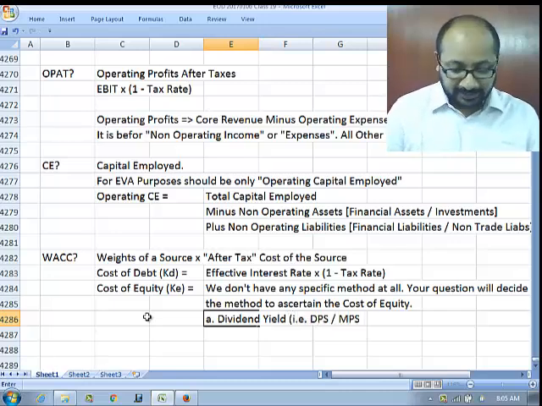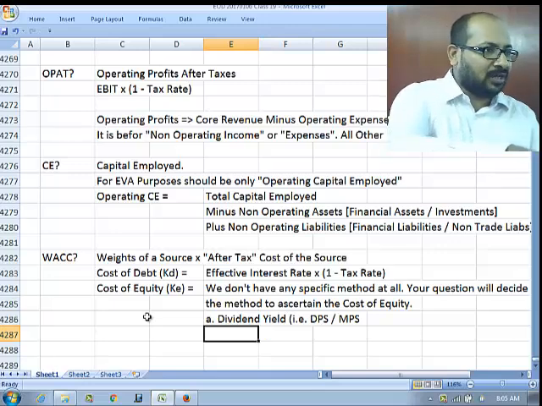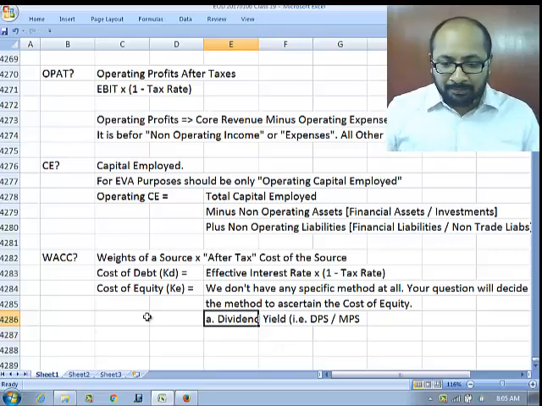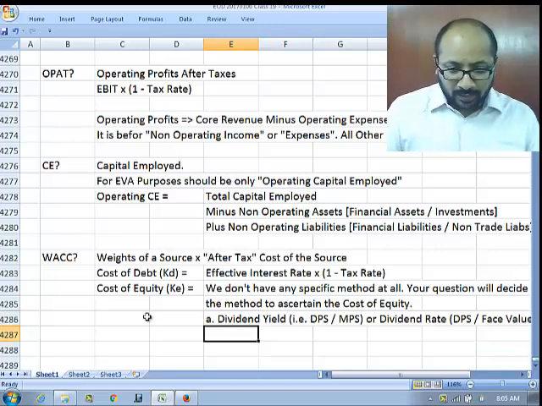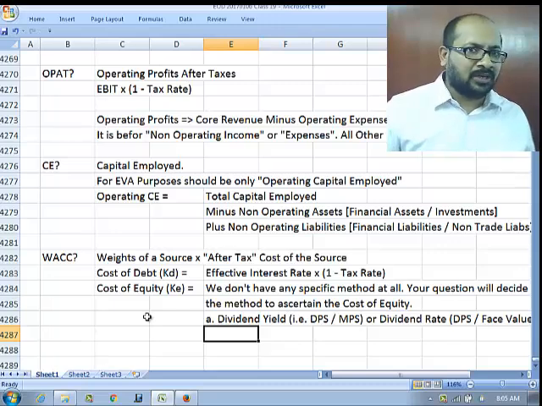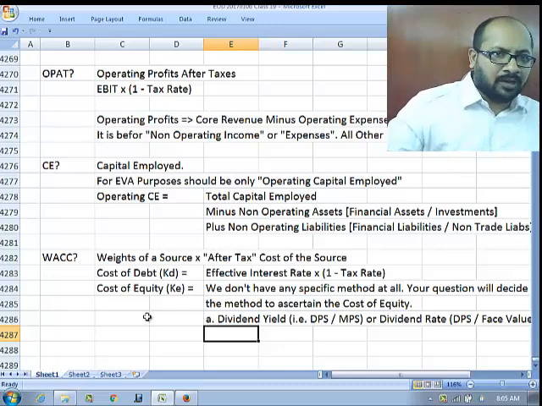DPS by market price per share. Dividend rate is DPS by face value per share. The focus is always on dividend yield. This is one popular model, but some people do end up using dividend rate, which is nothing but DPS by face value. Sometimes your questions are based on that one. And the concept is only about dividend yield. Try to recollect from your IPCC financial management or final level also. You will always use the term only yield, not rate.